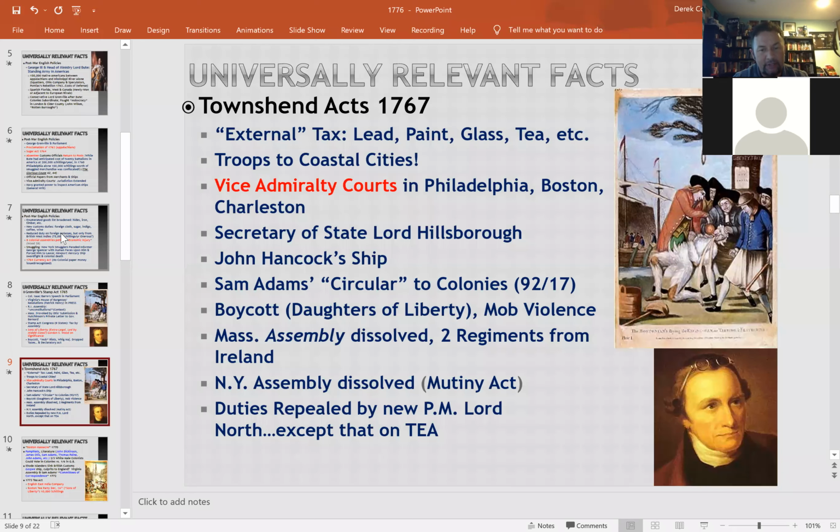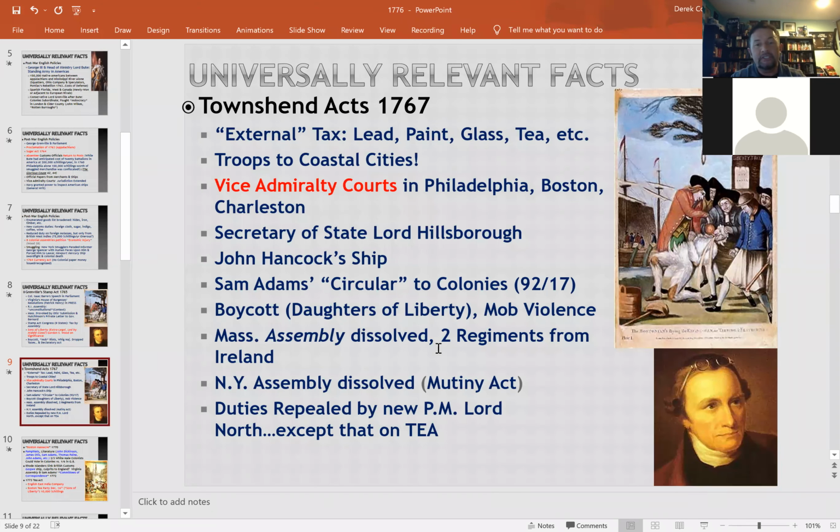Remember, England had given its consent to the assemblies, not to anything else like this. So they were given a demand by the royal governor of Massachusetts to rescind this circular being sent to all the other colonies, and they refused. By a vote of 92-17, they passed it anyway. And so now you have the boycott, like with the Daughters of Liberty. You have mob violence stepping it up. You can't see it here, but there's a guy tarred and feathered in this picture right here behind the names.